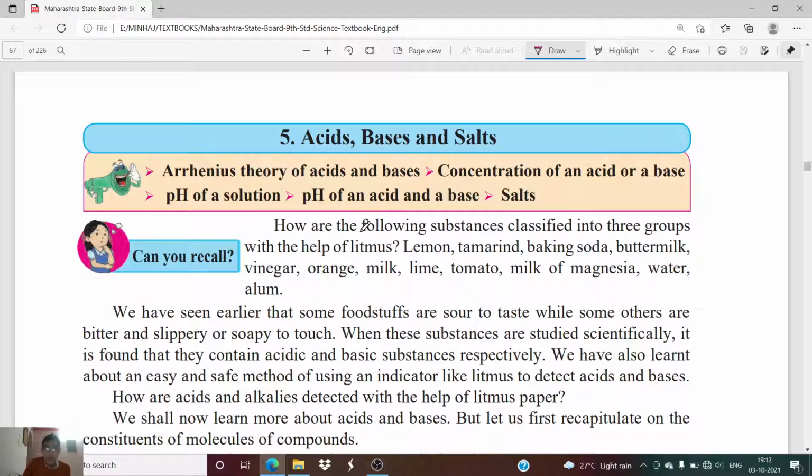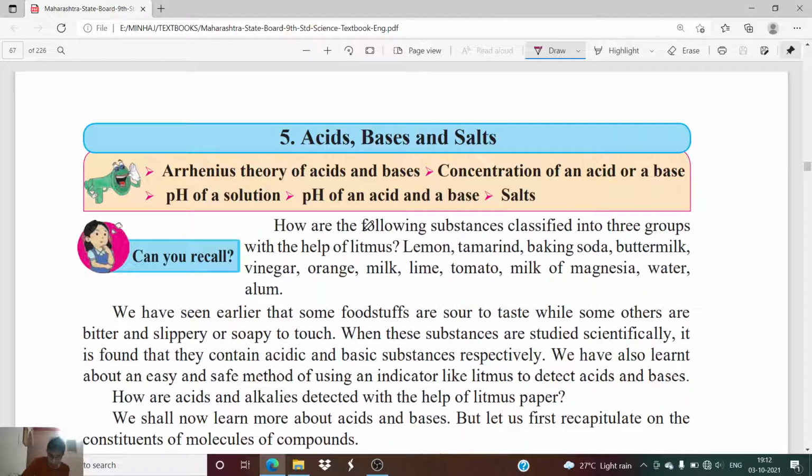How are the following substances classified into three groups with the help of litmus? So you may have seen or studied about litmus paper or litmus solution that can be used to identify whether the given substance or compound is acidic or basic in nature, and it can also identify whether the substance is neutral or not.